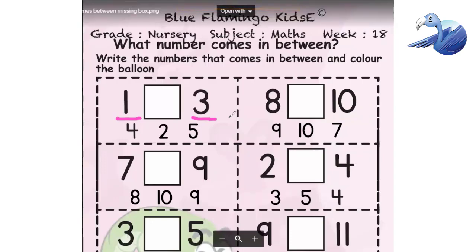So what we will do students, we will circle 1 and 3. Come on, let's do it with me. 1, 3. See everyone, I have circled 1 and 3. So in between 1 and 3, which number is here students? 2. Very good. So you have to write 2 here.